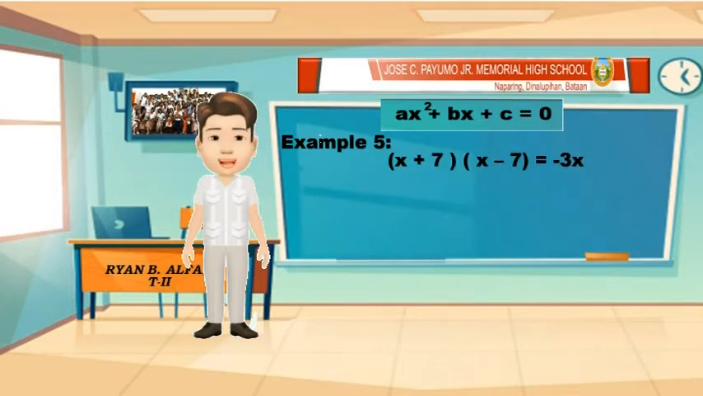Next, example number 5 is quantity x plus 7 multiplied to quantity x minus 7 is equal to negative 3x. What can you say about the equation?